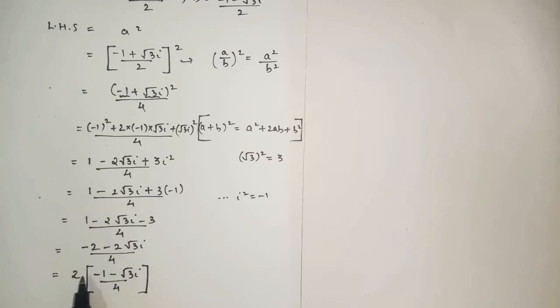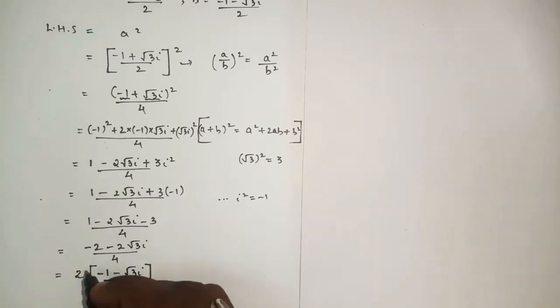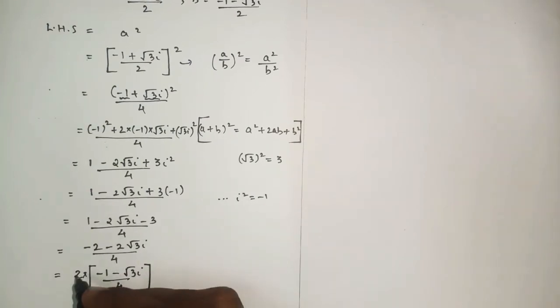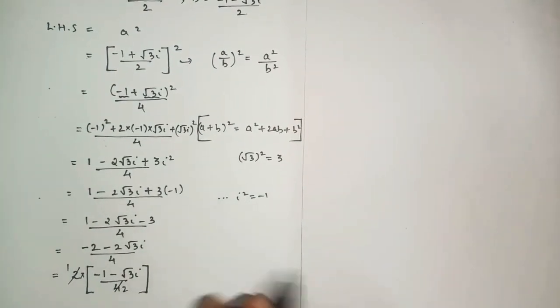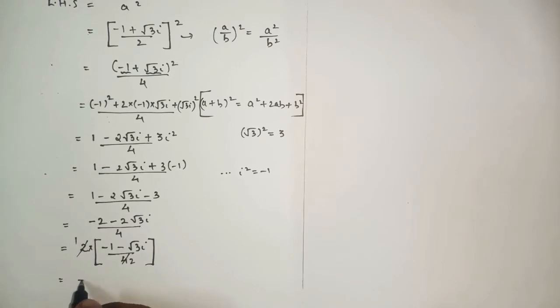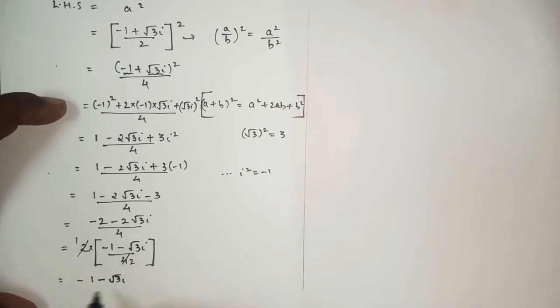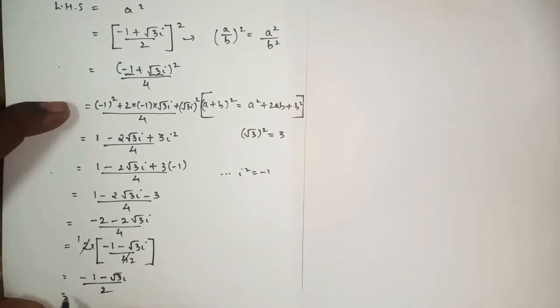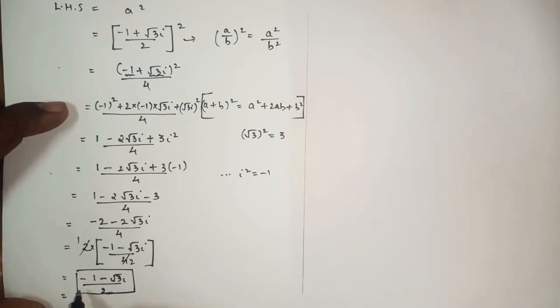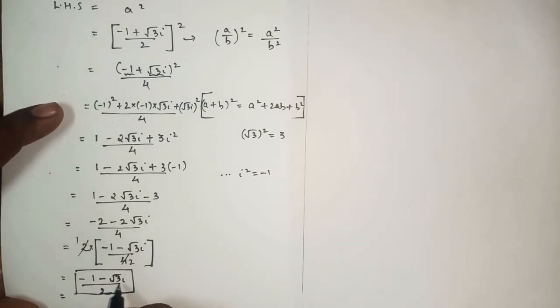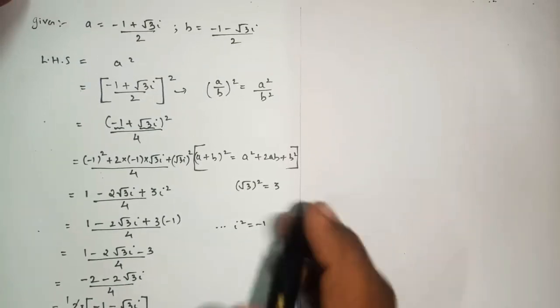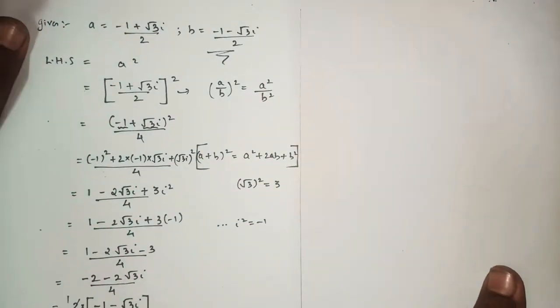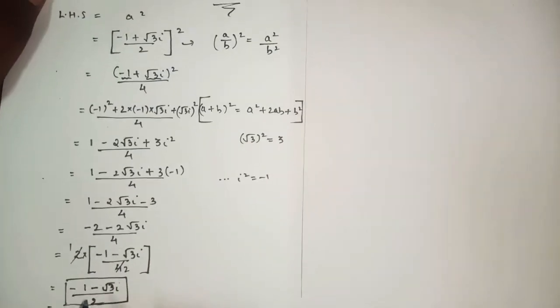Just open the bracket and check, you will get the previous step. 2 into -1 you will get -2, -2 into √3 i you will get -2√3 i, and upon 4. As here we have multiplication connection, so these two numbers we can cancel. 2 ones are 2, 2 twos are 4, so here we are left with (-1 - √3 i)/2. Clearly we can see that this part, (-1 - √3 i)/2, looks like what? b. So here we can write it as b.